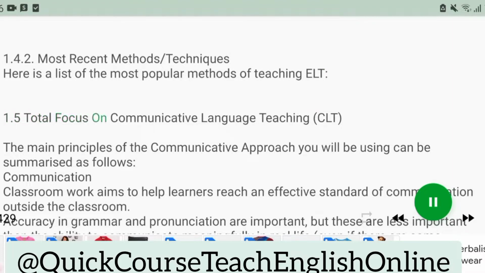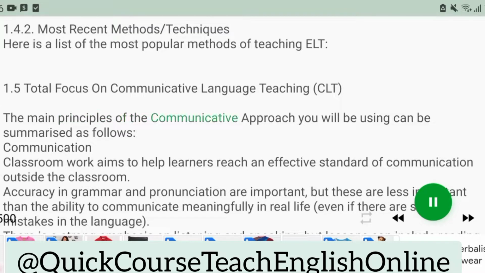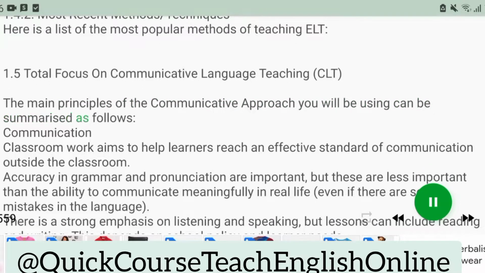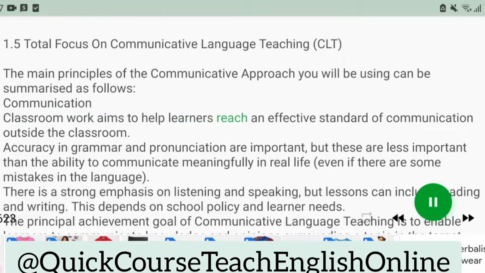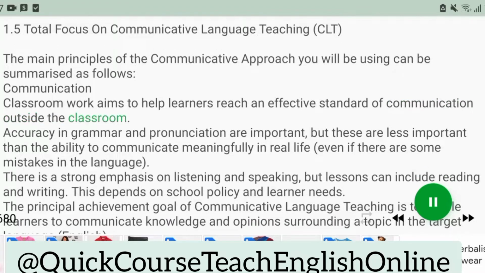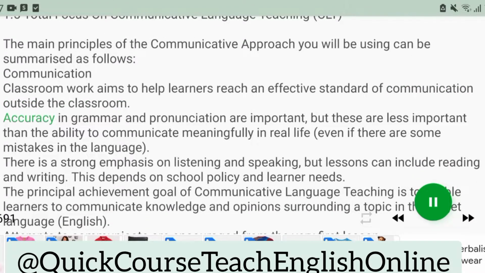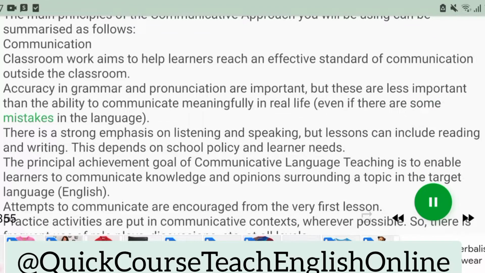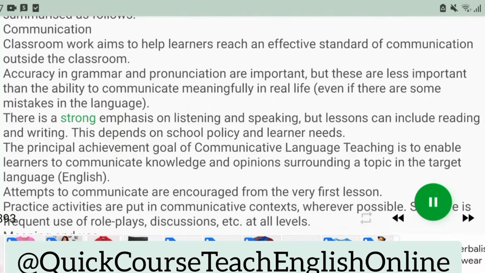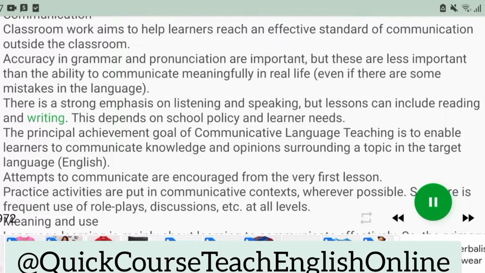1.5 Total focus on communicative language teaching, CLT. The main principles of the communicative approach you will be using can be summarized as follows. Communication. Classroom work aims to help learners reach an effective standard of communication outside the classroom. Accuracy in grammar and pronunciation are important, but these are less important than the ability to communicate meaningfully in real life, even if there are some mistakes in the language. There is a strong emphasis on listening and speaking, but lessons can include reading and writing. This depends on school policy and learner needs.